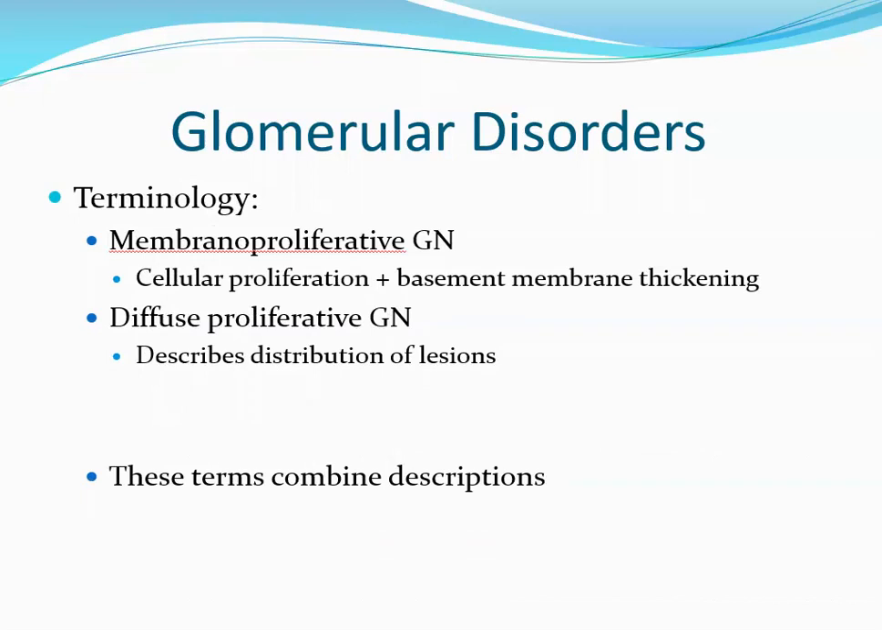The last two terms represent combined conditions. These include membranoproliferative glomerular nephritis, where you see cellular proliferation as well as basement membrane thickening in the glomerulus, or diffuse proliferative. This describes the distribution of the various lesions.